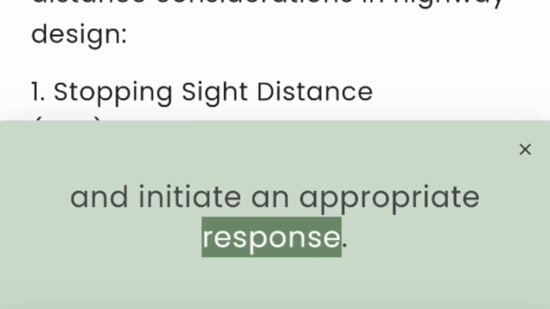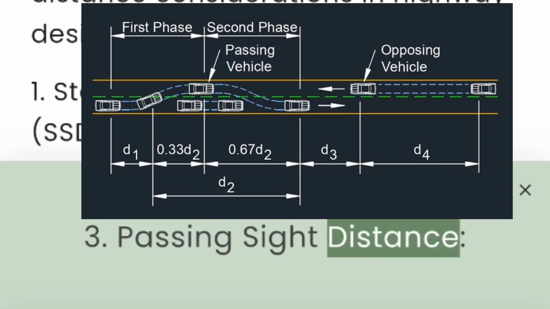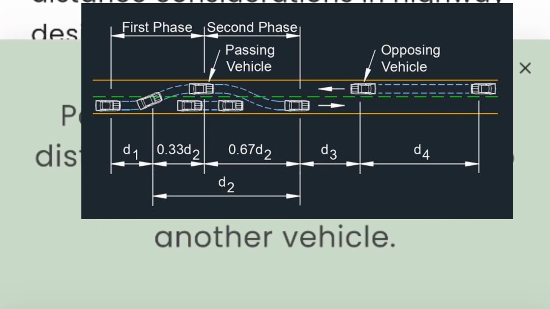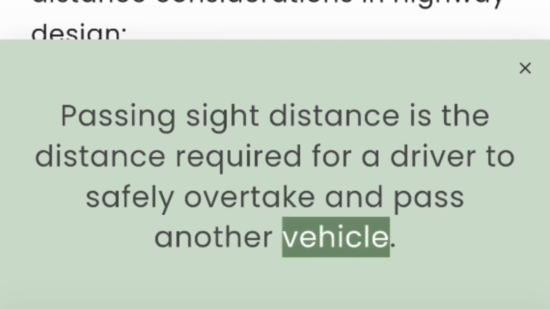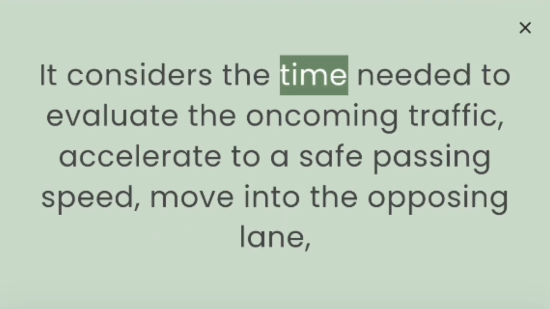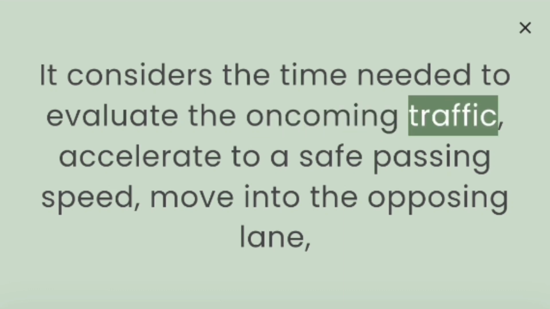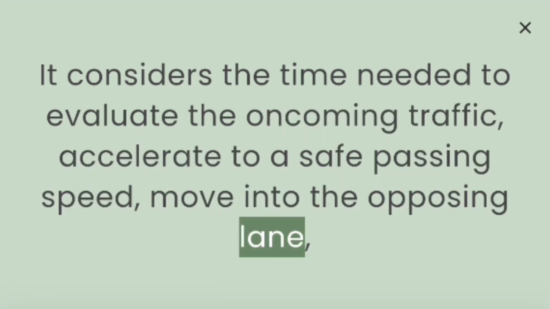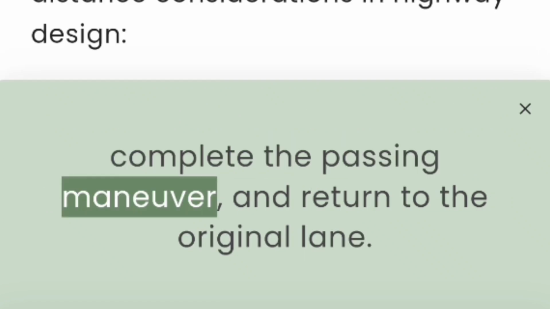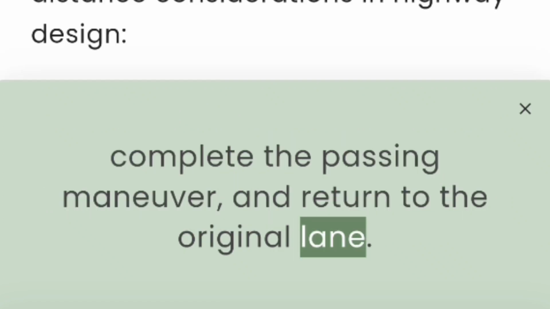3. Passing sight distance. Passing sight distance is the distance required for a driver to safely overtake and pass another vehicle. It considers the time needed to evaluate the oncoming traffic, accelerate to a safe passing speed, move into the opposing lane, complete the passing maneuver, and return to the original lane.